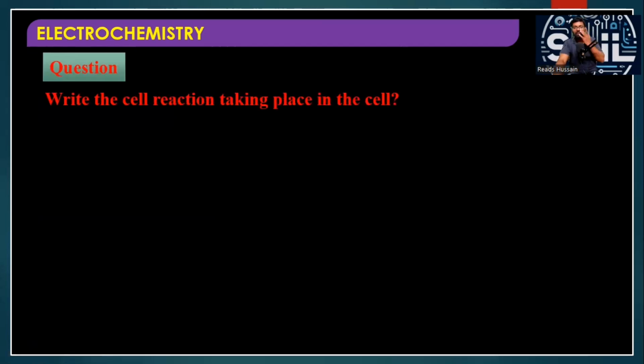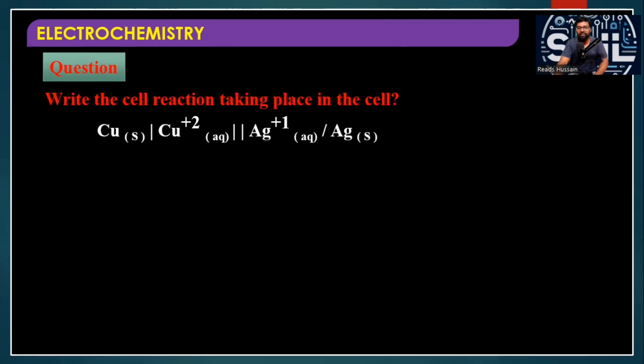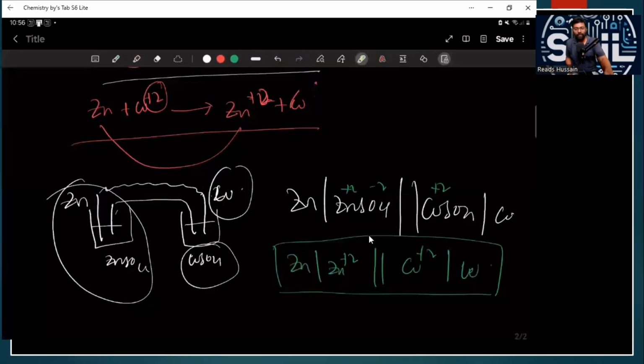Write the cell reaction taking place in the cell. Here one cell is given. We have to write the cell reaction taking place here. Shall you try? What is the cell reaction? Okay, I'll try to explain. So first note down the cell: Cu | Cu plus 2, two parallel vertical lines, Ag plus | Ag.